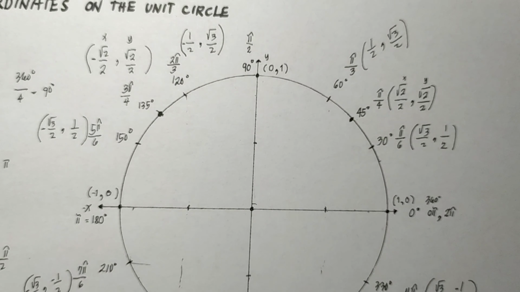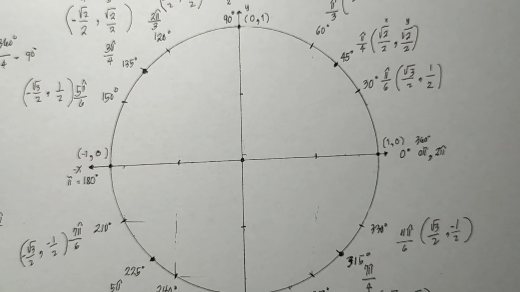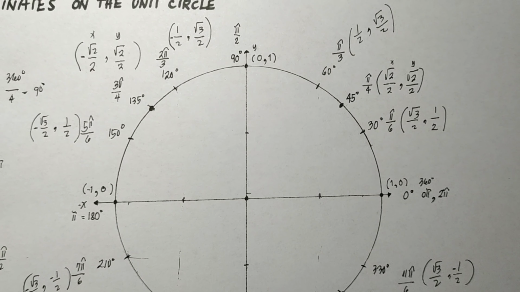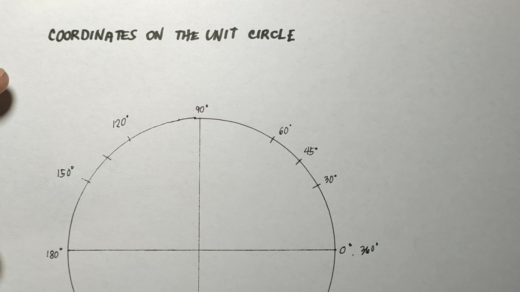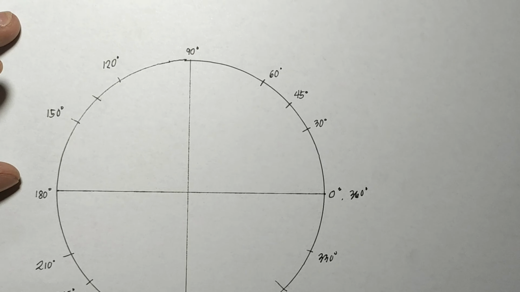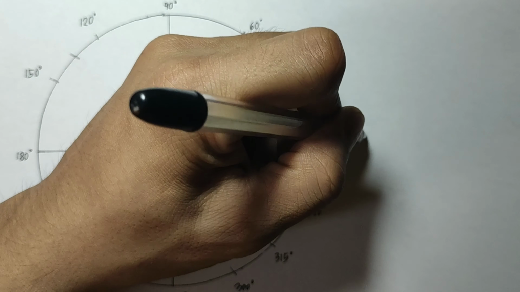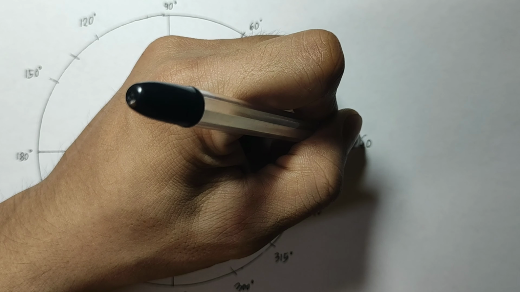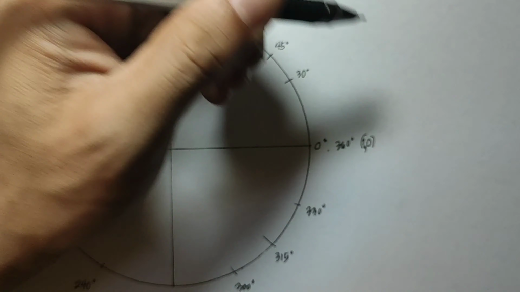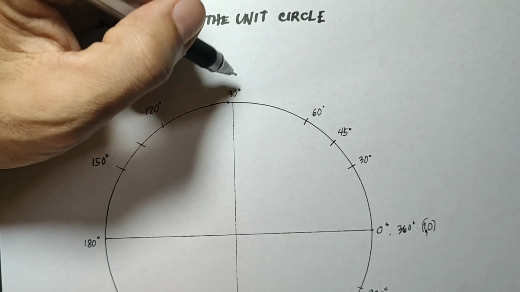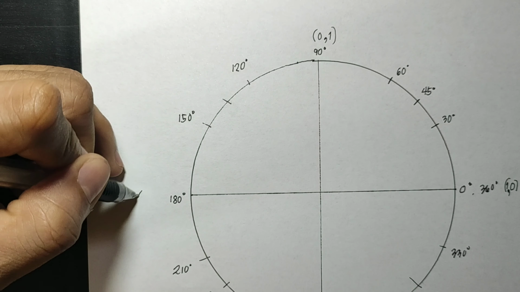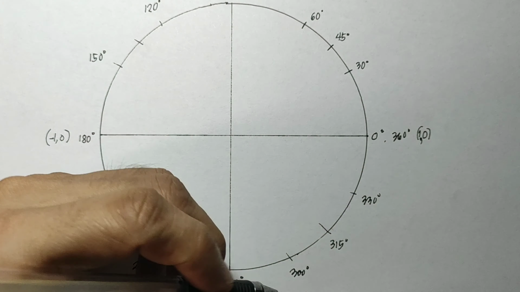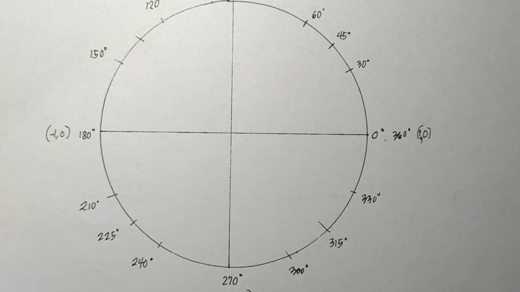But there is an easier way to find the coordinates on the unit circle. Now we will complete the coordinates of the unit circle on the Cartesian plane. Again, starting from here, this is 1, comma 0. Next, this is 0, comma 1. Next, this is negative 1, comma 0. This is 0, comma negative 1.